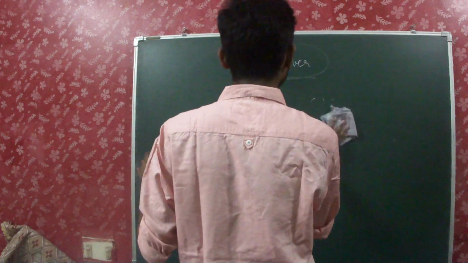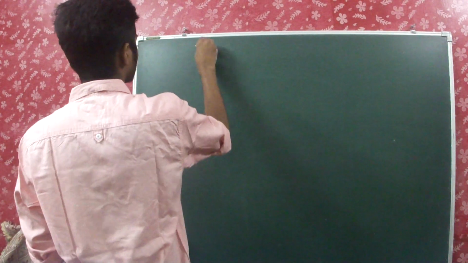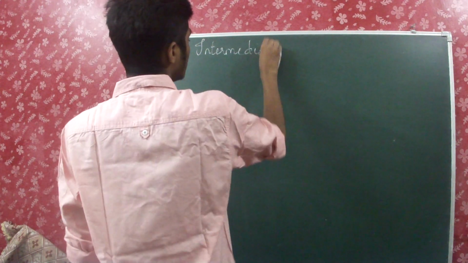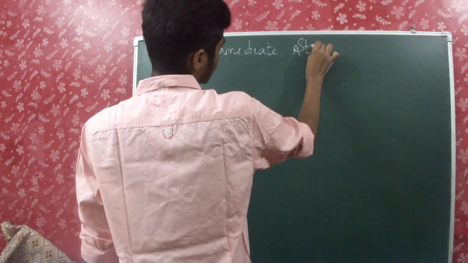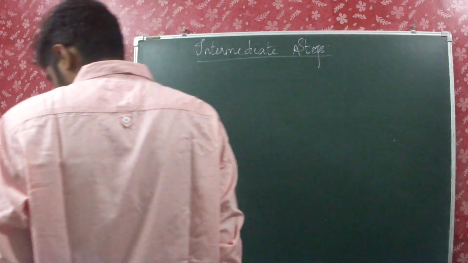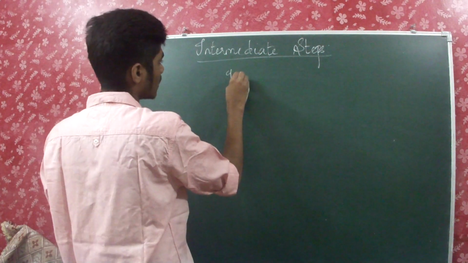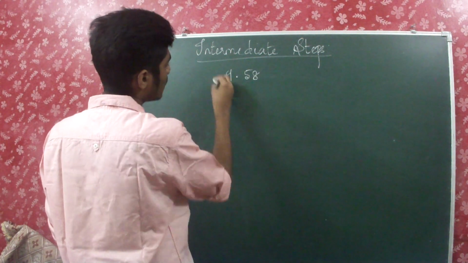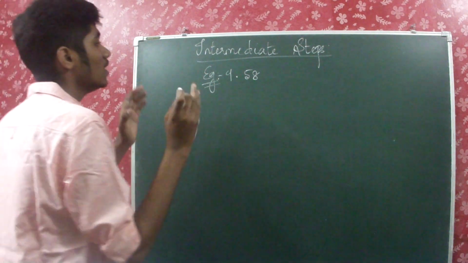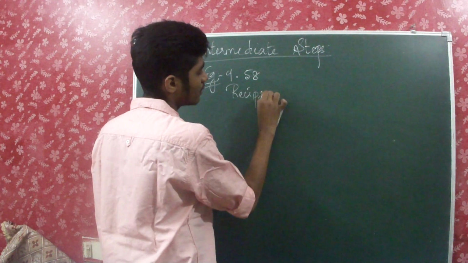Now the next very important thing is the intermediate steps. So what is special about these intermediate steps? Now let me take a number, 9.58. Okay, I have taken an example that is 9.58. That's a measurement which I have taken, and I am going to calculate the reciprocal of 9.58 now.